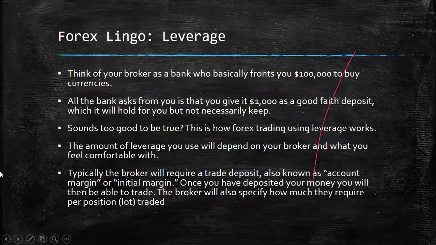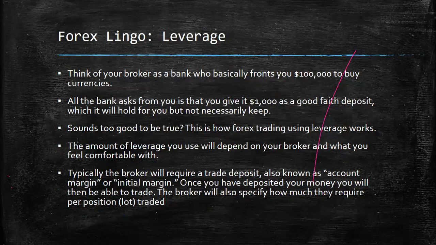Now, here's the little thing behind leverage. Think of your broker as a bank who basically fronts you $100,000 to buy currencies. All the bank asks from you, though, is that you give it $1,000 as a good faith deposit, which is for them to hold, but not necessarily keep. Okay. It sounds too good to be true, but that's basically how trading using leverage, or trading on margin, works with Forex. The amount of leverage you use will depend on the broker and what you feel comfortable with. Typically, we use 500 to 1, which is significantly high, but that's what allows us to trade with less equity.